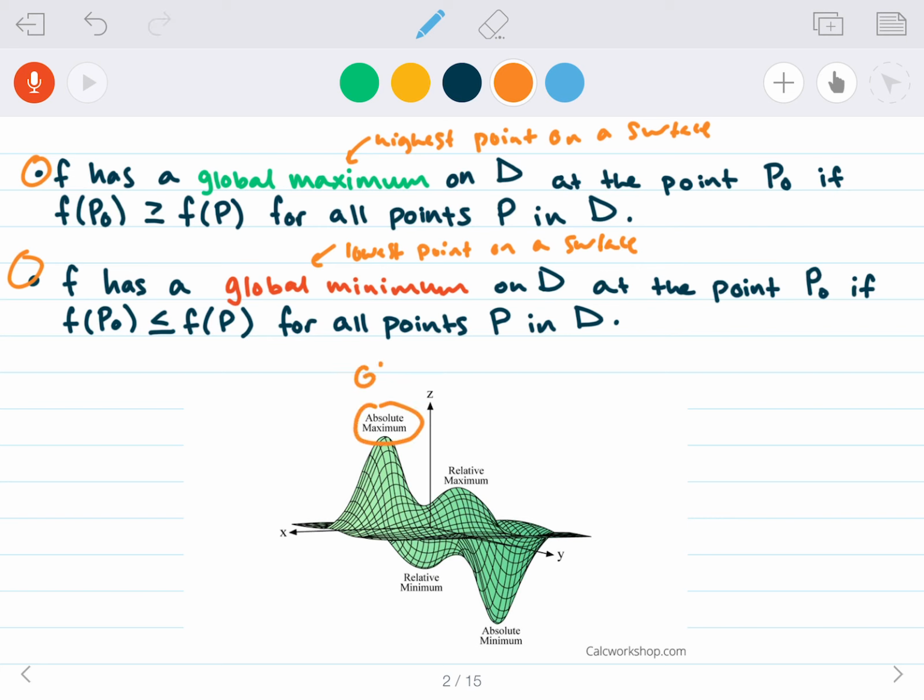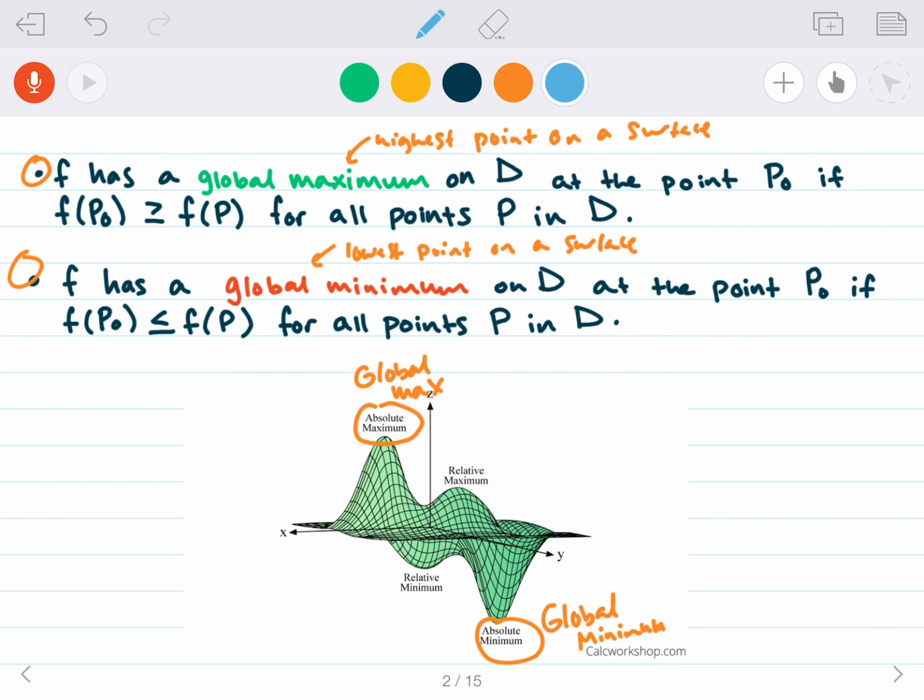Okay, so here I have just a generic surface, and notice they call it absolute maximum. Well, that's the same thing as global maximum. Okay, so absolute and global mean the same thing. It just means the bigger picture, if you think about it like that. The absolute minimum is also known as the global minimum, so I use global and absolute interchangeably. These mean the same thing.